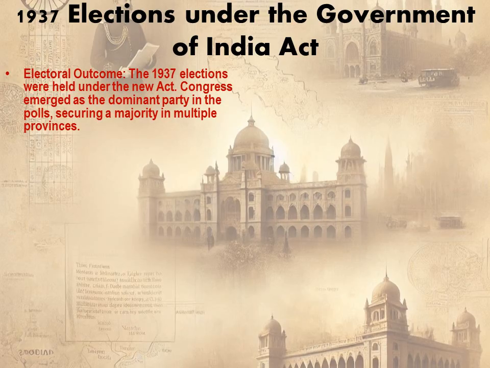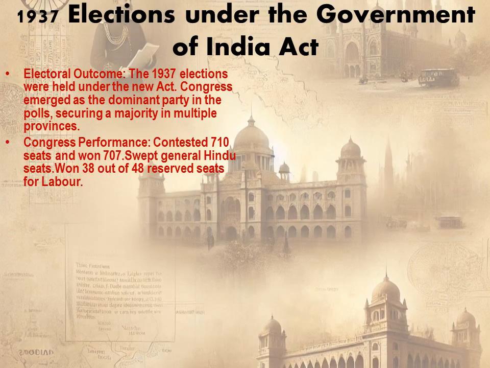So, the whole of India, and when I am talking about India, I mean the undivided India before independence. So, the whole of India was divided into provinces. There were 11 main provinces, and Congress emerged as the dominant party in almost all the provinces. Congress performance: Congress contested 710 seats and won 707 of them.